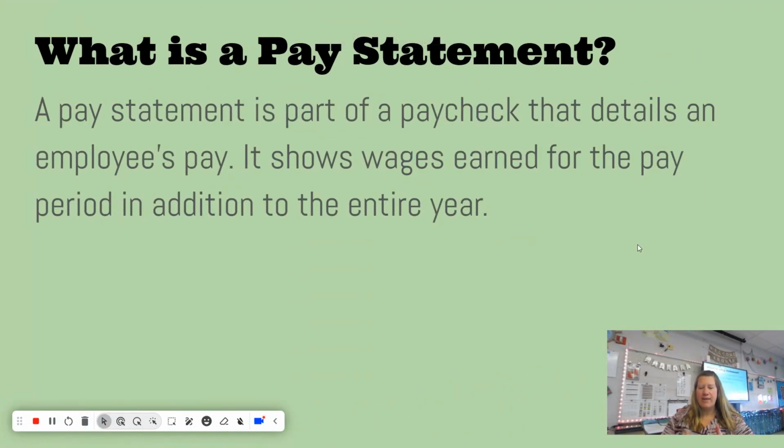Okay, so your pay statement is basically a part of a paycheck that's going to show how much a person made. It shows how much you've earned for that particular pay period, which we'll find out what that is. And it will also show you how much you've made for the entire year.